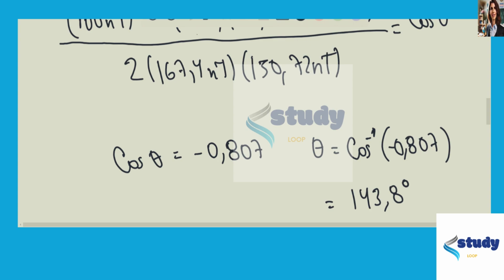And so this is the solution for the problem. Loop 2 has rotated through an angle of 143.8 degrees, so that the net magnetic field has a value of 100 nanotesla. So this is it for this problem. Thank you.